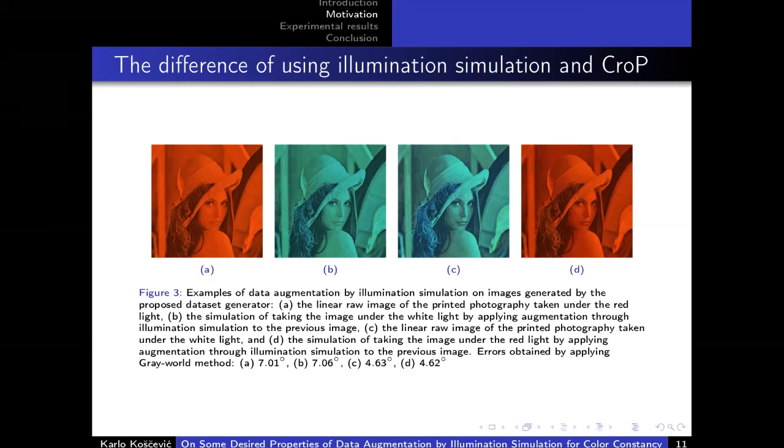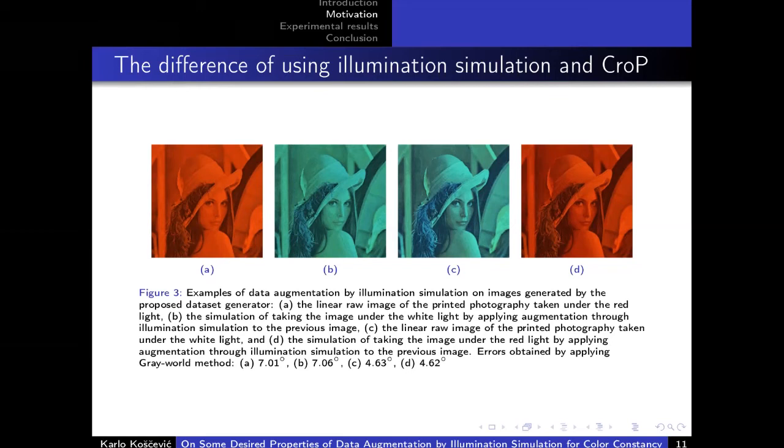Then we reversed the roles of the images, so we used crop to generate an image under white illumination, and we augmented that image using the illumination simulation to make it appear as if it was captured under red illumination. Then we calculated gray world estimations and compared the errors, and the errors here were 4.6 degrees for both images. So you can see that these two pairs of images have similar errors, but the error is different between the first two images and the second two images.